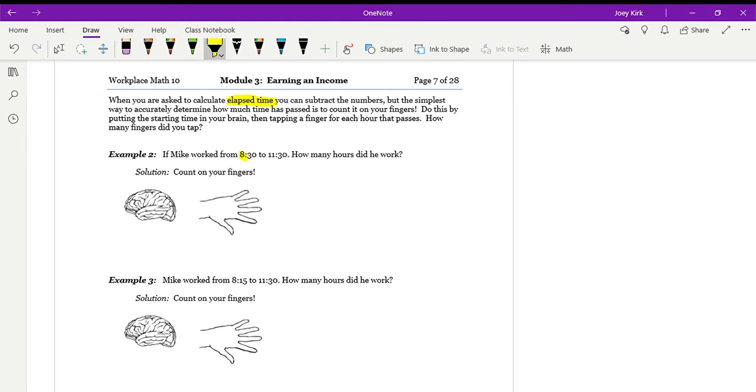This is a really poor highlight job. There we go. So however you want to do that, but I still do this on my fingers all the time. So for instance, Mike is working from 8:30 to 11:30. How many hours did he work?